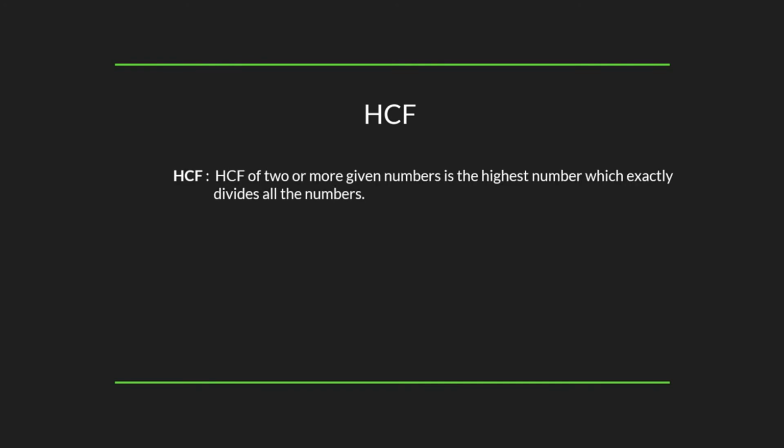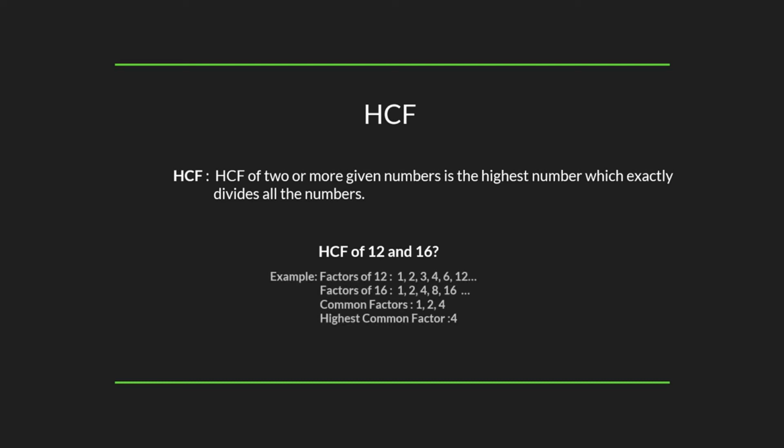Moving on to HCF. HCF, or highest common factor of two or more numbers, is given by the highest number which exactly divides all the numbers. Let's try and find HCF of 12 and 16. Factors of 12 are 1, 2, 3, 4, 6 and 12, and factors of 16 are 1, 2, 4, 8 and 16. The common factors will be 1, 2 and 4. Out of the common factors, the highest common factor is 4, and that is the HCF of 12 and 16.